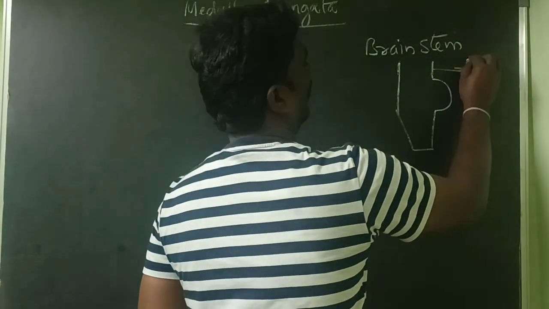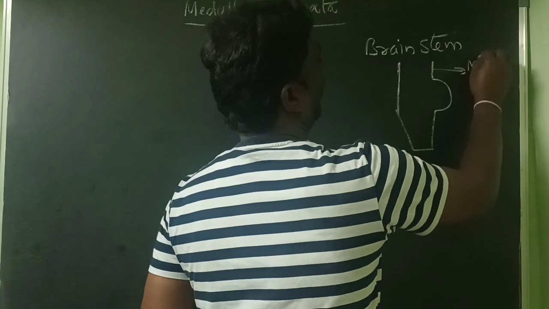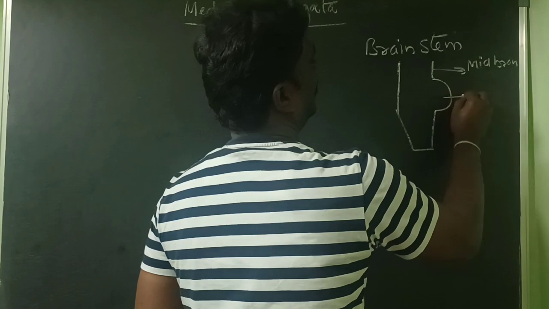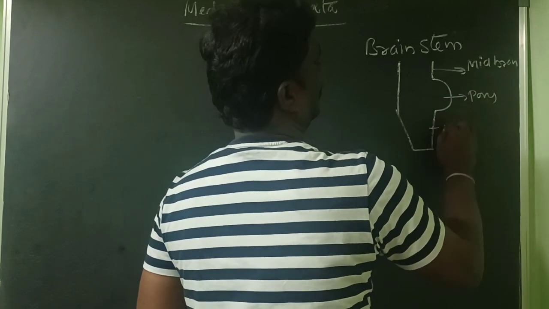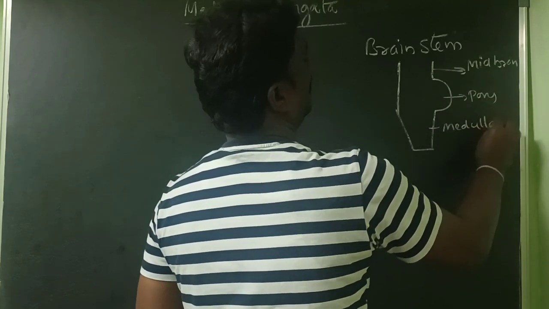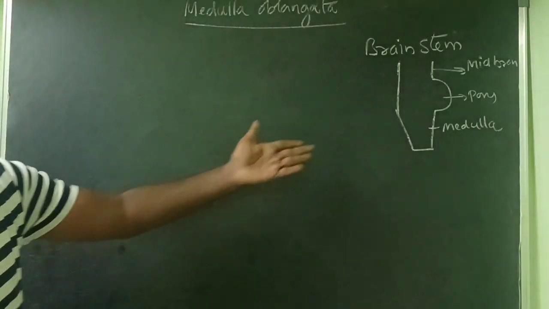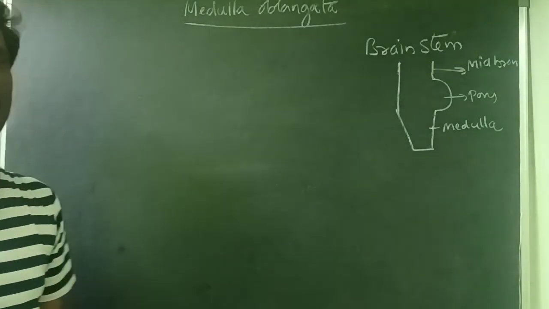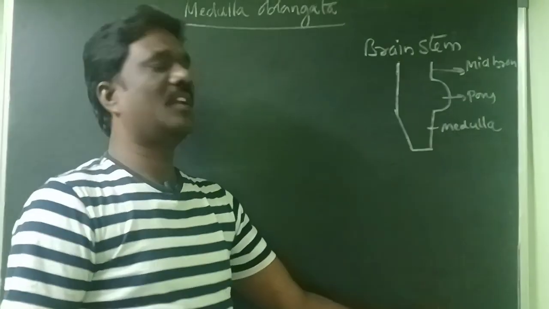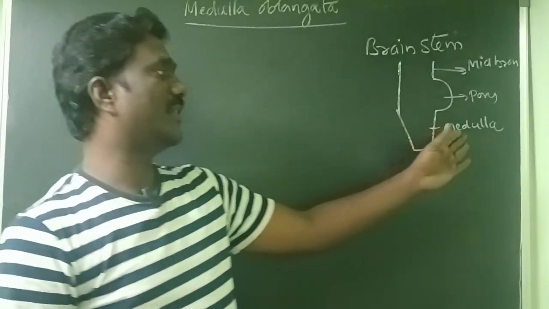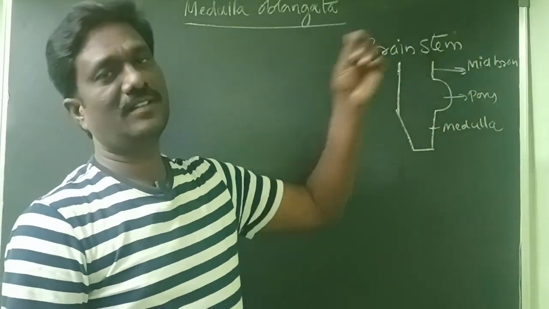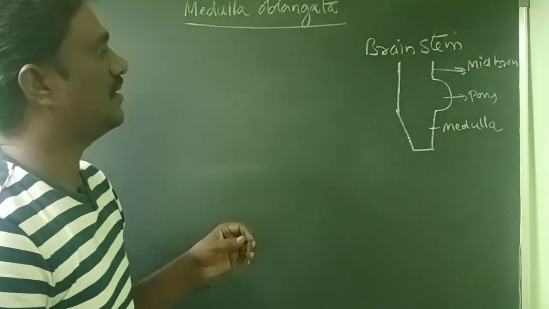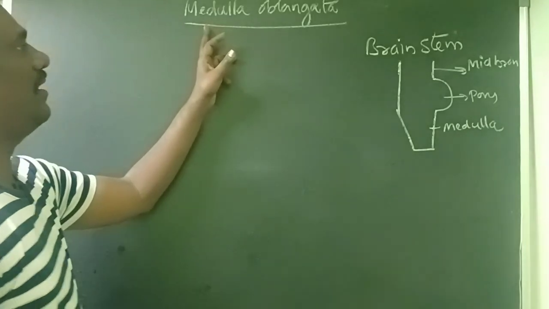This is the midbrain. Next one, this is the pons. This is the medulla. The name itself tells this is the narrower, lower part of the brain. From here, the spinal cord will start. This spot is present between the spinal cord and the cerebrum.